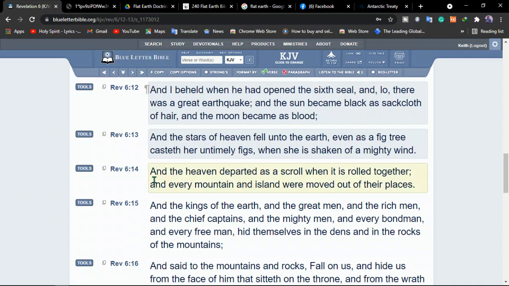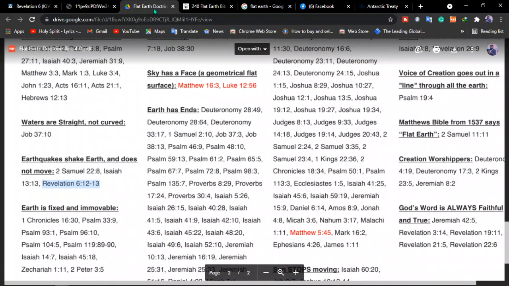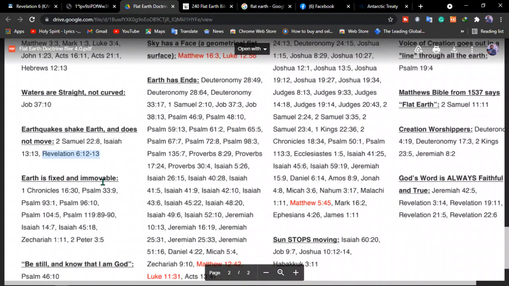And look at verse 14. And the heaven departed as a scroll. This is what I was just talking about. When it is rolled together, and every mountain and island were moved out of their places. This is on that great day when it will happen. But right now, it's not happening. There's no earthquake moving anything right now. Okay?